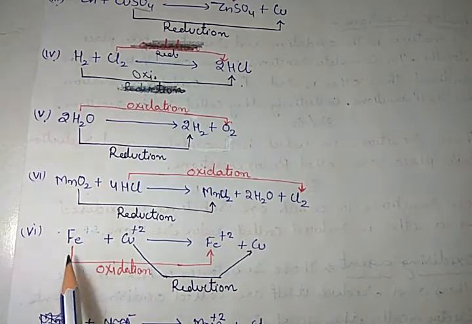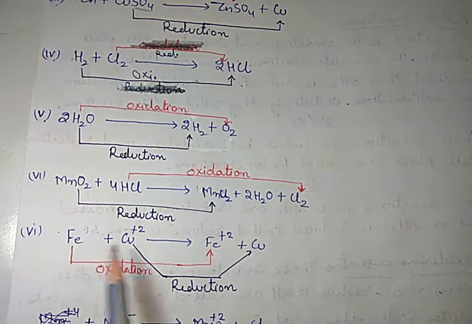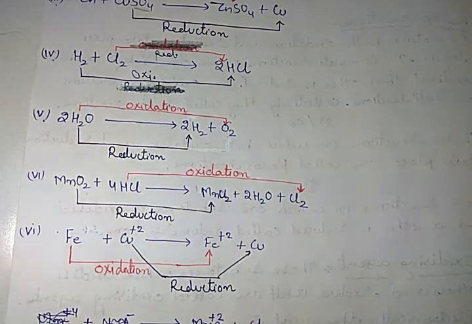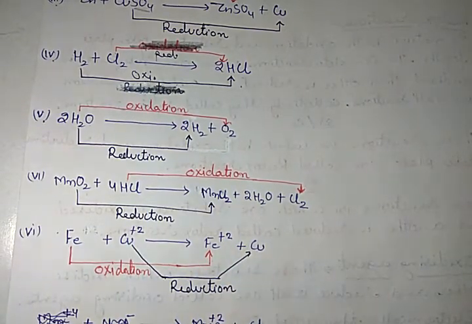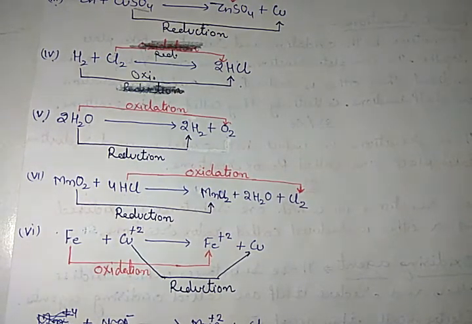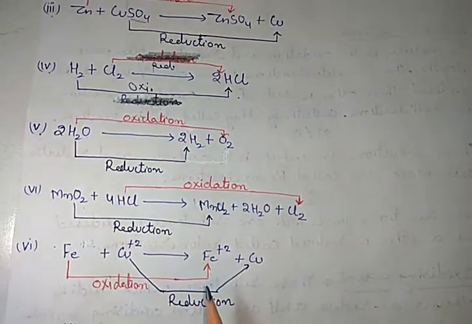Similarly, now on the basis of the electronic concept, Fe plus Cu2+ gives Fe2+ plus Cu. Here you know that for converting Fe into Fe2+, 2 electrons should be removed, and removal of electrons is known as oxidation, so that is an example of oxidation. Here to convert Cu2+ into 0, copper has to receive 2 electrons, and you know that addition of electrons is known as reduction, so that comes in the category of reduction.